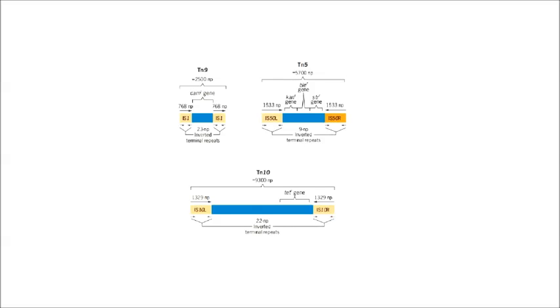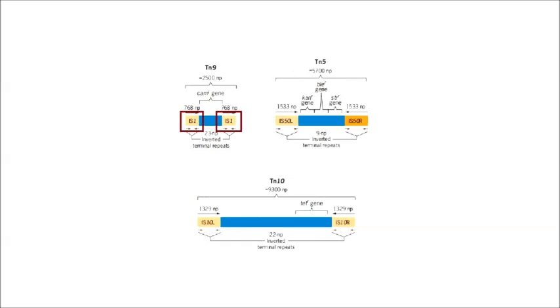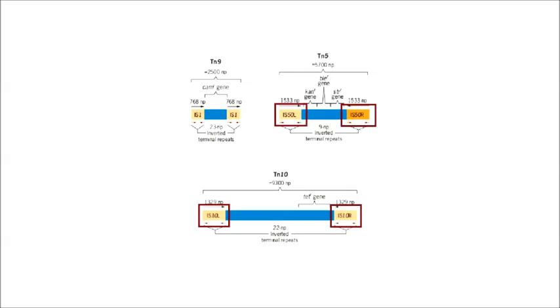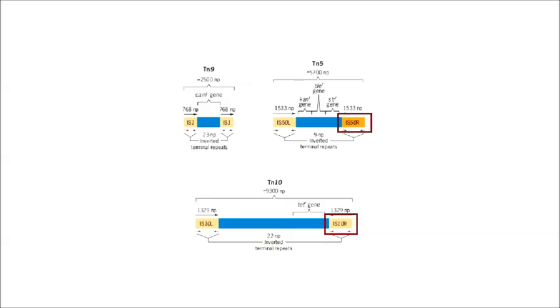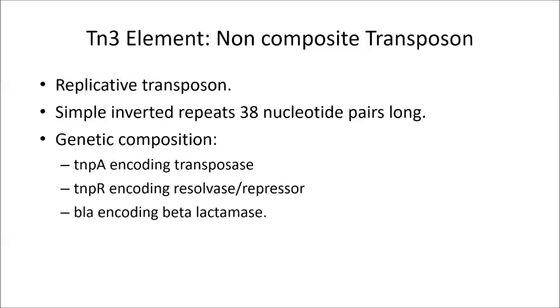Now, another factor to consider is that the IS elements can be in the same or different orientation. Like in Tn9, the flanking IS elements are in the same orientation with respect to each other, whereas in Tn5 and Tn10 elements, the orientation is inverted. And these different orientations are designated as L for left and R for right orientation. Also, composite transposons, like the IS elements, also create target site duplications when they insert into a target DNA. Next, we'll talk about Tn3 transposons.